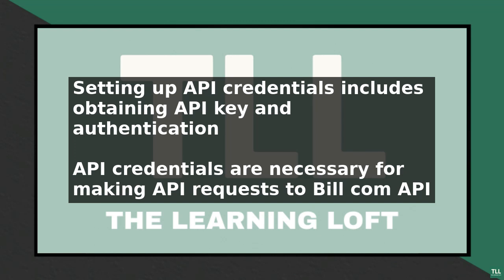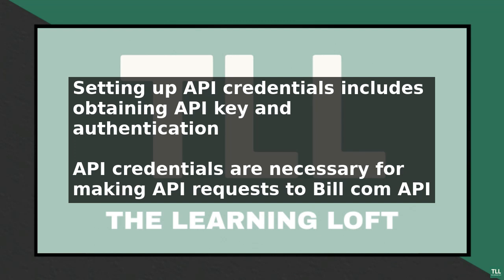Step 5: Handling errors. When working with the Bill.com API, it is important to handle errors properly. You can do this by checking the status code of the API response. For example, if the status code is 200, the request was successful, but if the status code is 400 or 500, there was an error.